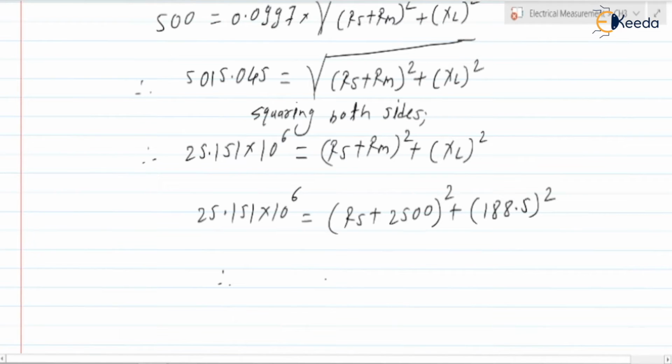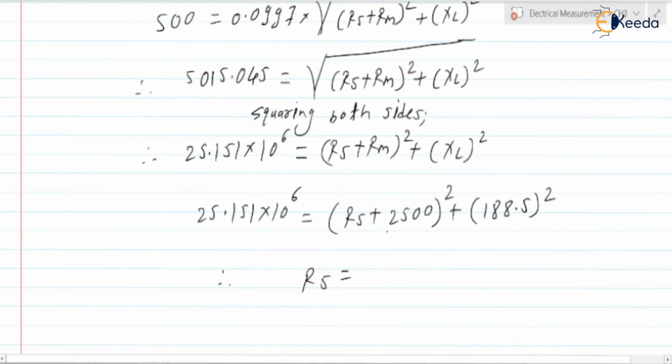Therefore we can find RS. Directly I am writing RS is equal to the square root of 25.151 into 10 to the power 6 minus 188.5 square, minus 2500.